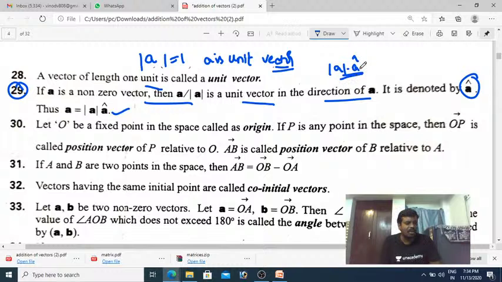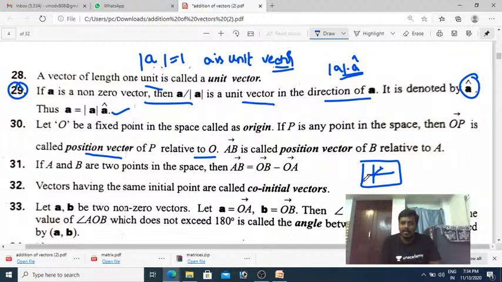Of course, you can write it that way too, there is no rule against it. Let O be the fixed point. Suppose this is O, a fixed point in this space. It is called the origin. Why? Because the x and y axes both go from this point. If P is any point in this space, then OP bar is the position vector of P relative to O.